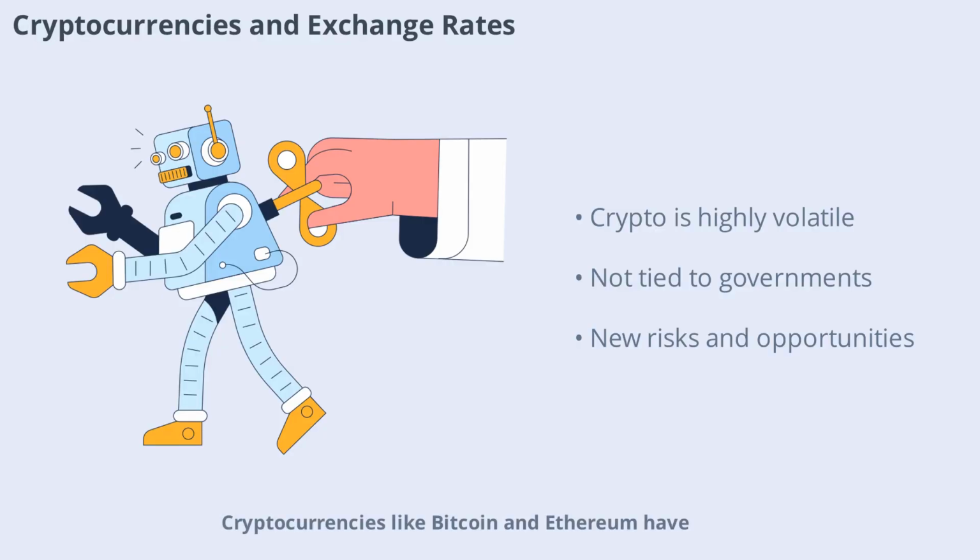Cryptocurrencies like Bitcoin and Ethereum have introduced a new dimension to exchange rates. Their values are highly volatile and not tied to any government or central bank. While they offer opportunities for profit, they also carry significant risks. Understanding how cryptocurrencies interact with traditional currencies can help you navigate this rapidly evolving landscape.